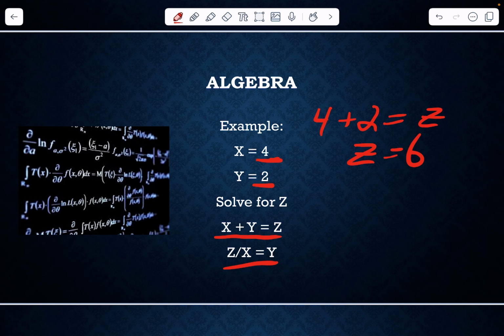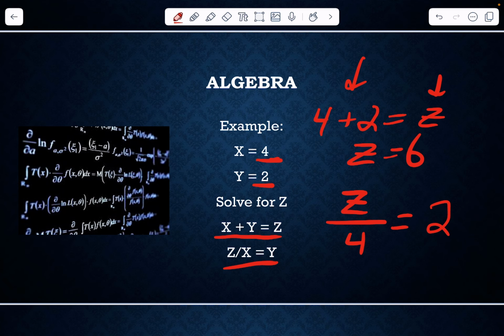Let's say we have z divided by x equals y. Now it's a little harder. X would be 4, and y would be 2. Now I have to solve for z. Now with algebra, in order to solve for something, it has to be by itself on one side, the variable does. Just like over here, z was by itself, so we could just do the math over here to solve for it. Instead, z is not by itself, and rather we got to isolate it to solve for it.